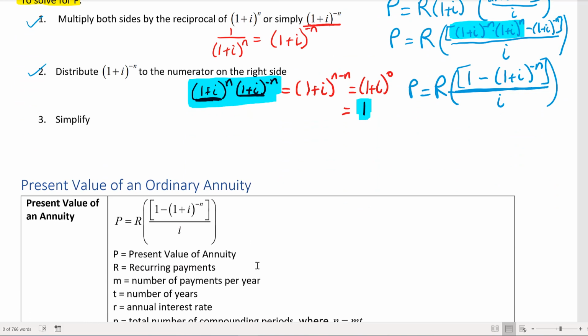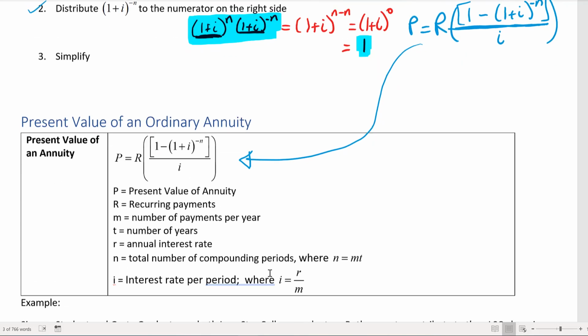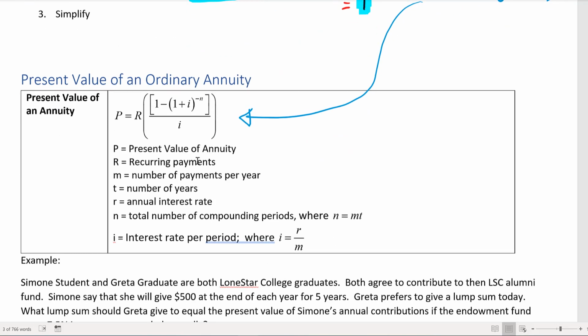So if you notice, this is our new formula, and you came up with that, so that's kind of cool. P, again, still stands for present value of an annuity. R is the recurring payments, the same as before. m is the number of payments per year. t is the number of years. Lowercase r is the annual interest rate in decimal form.